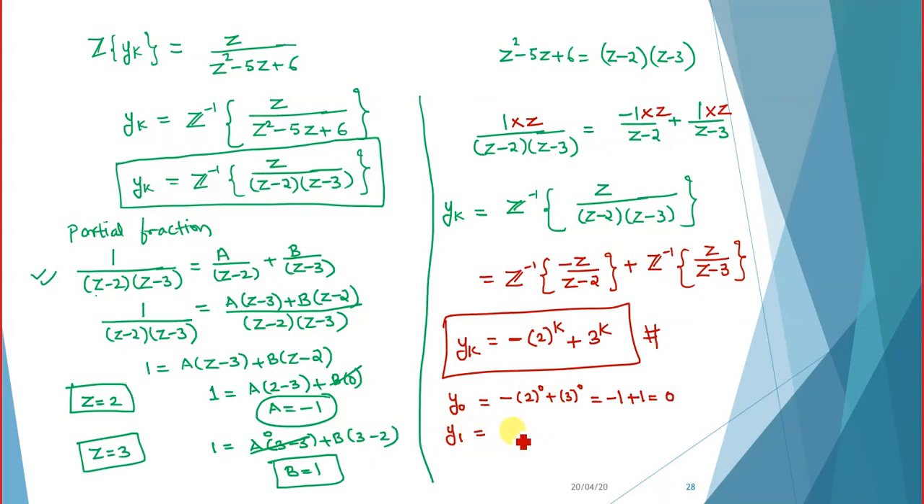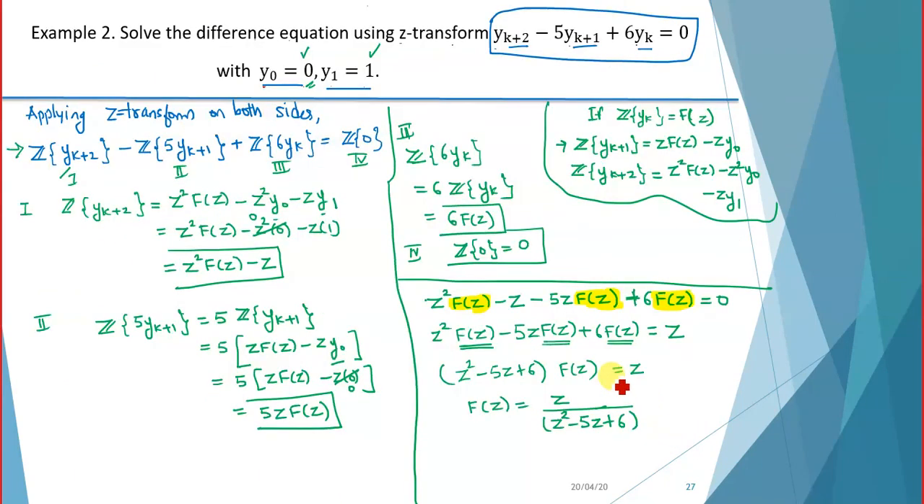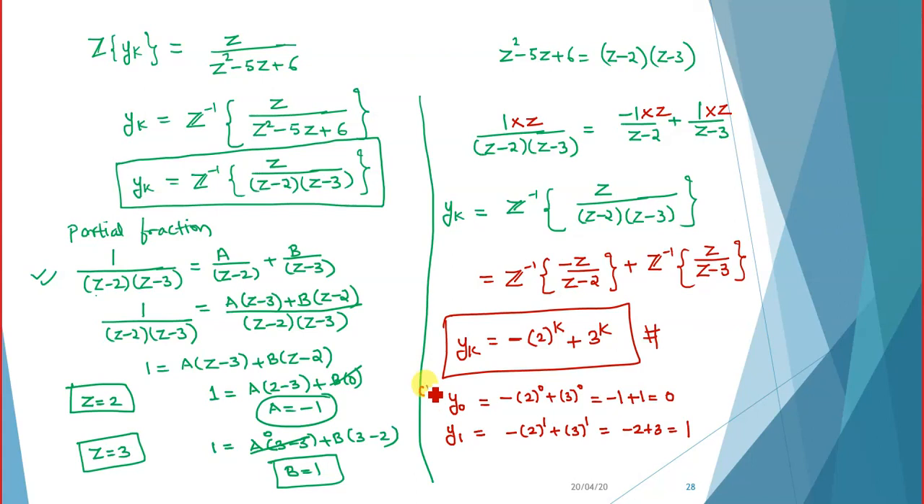If I put k equal to 1, I get minus 2 power 1 plus 3 power 1, which is minus 2 plus 3, gives you 1. So see, the value is 1. Again, this is a method for checking. It's optional. Your solution is complete at this stage.